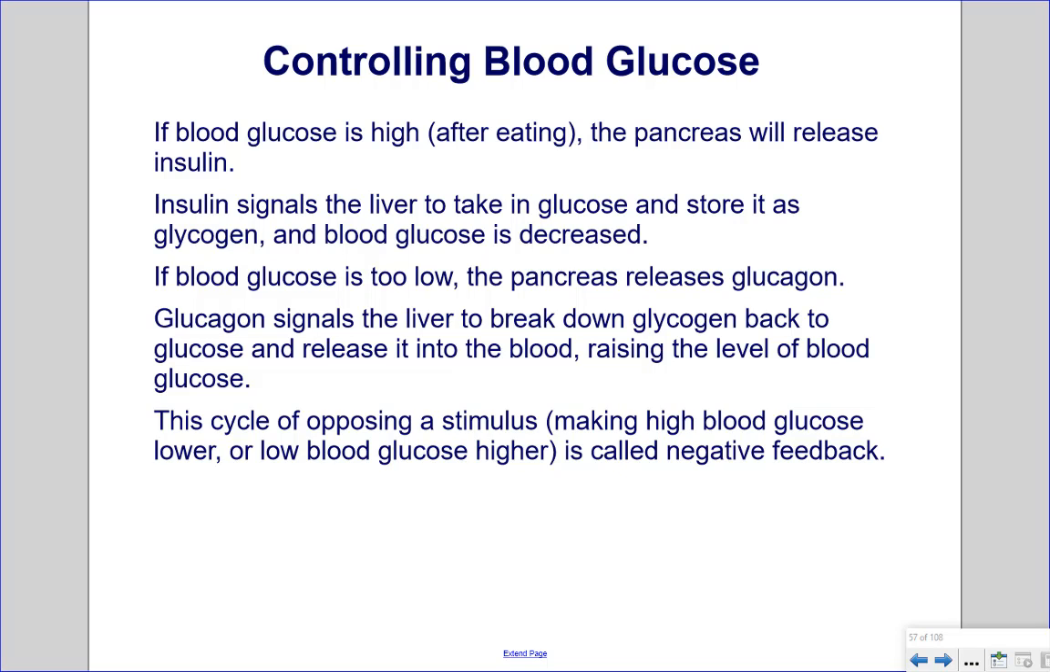Controlling blood glucose. If blood glucose is high after eating, the pancreas will release insulin. Insulin signals the liver to take in glucose and store it as glycogen, and blood glucose is decreased. If blood glucose is too low, the pancreas releases glucagon. Glucagon signals the liver to break down glycogen back to glucose and release it into the blood, raising the level of blood glucose. This cycle of opposing a stimulus, making high blood glucose lower or low blood glucose higher, is called negative feedback.